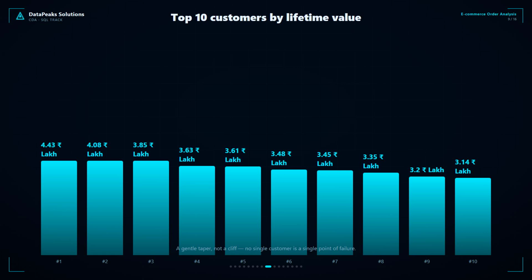The revenue drops gradually instead of sharply. That means the business isn't dependent on just one customer, making revenue more stable and less risky. This is exactly the kind of analysis companies use to identify high-value customers and strengthen long-term growth.